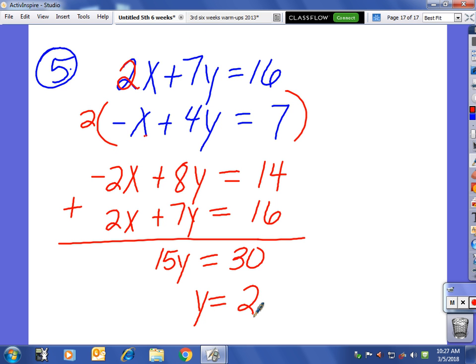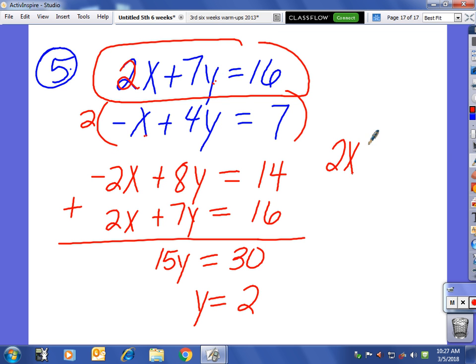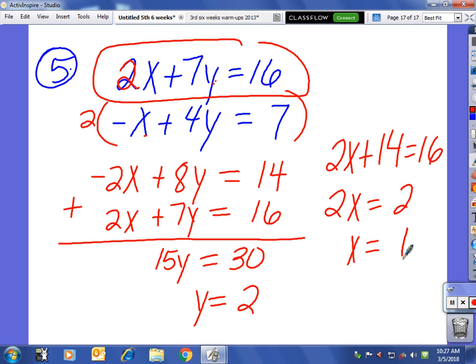Okay, so I'm going to put a 2 into the original top equation for y. So I would have 2x plus 14 equals 16. That would be 2x equals 2 and x equals 1. Now, how would I write the answer? 1, comma 2. I want you to write your answer as a point with the x number first and the y number second. That's the one point where these two lines intersect.